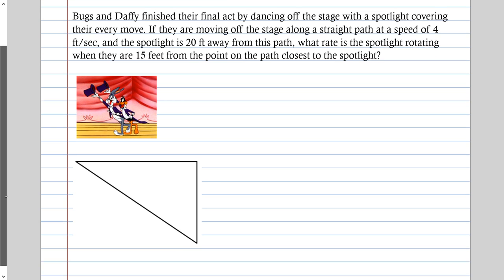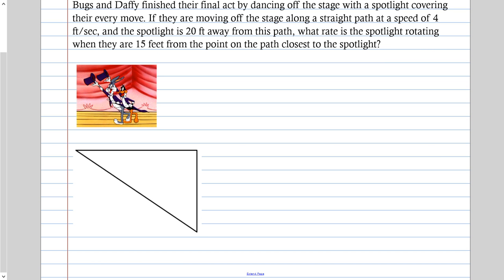Okay, so spotlight. Here's a spotlight, here's the light. It is located, where did it say? 20 feet away from a path where Bugs and Daffy are walking. So we're going to treat the top part as the path. Then the spotlight is located 20 feet away from it. Now, distance is always measured with a perpendicular line. So this is a right triangle.